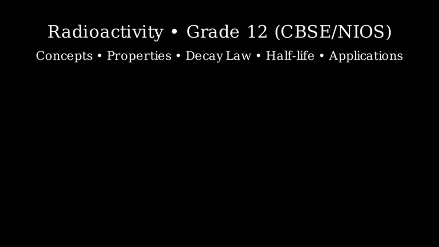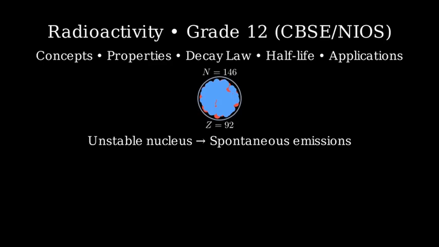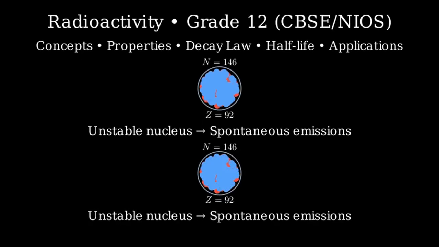Let's begin. Radioactivity is the spontaneous disintegration of an unstable atomic nucleus. Inside the nucleus, we have positively charged protons and neutral neutrons crowded together. If the balance of forces is not right, the nucleus can emit radiation and change into a more stable nucleus. Key idea: it is spontaneous, random, and unaffected by ordinary conditions like temperature or pressure.